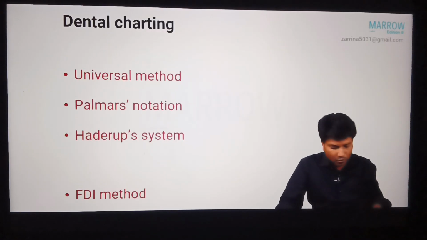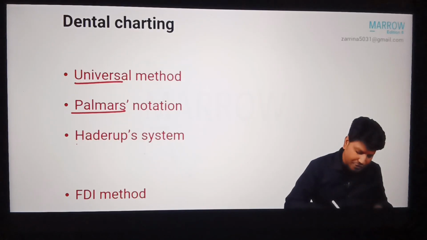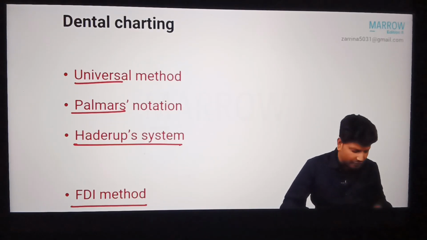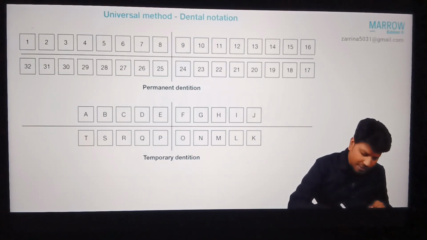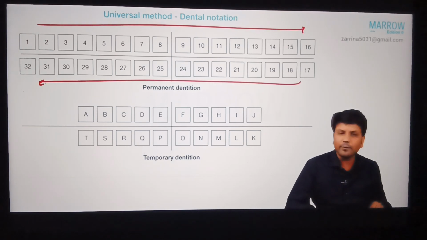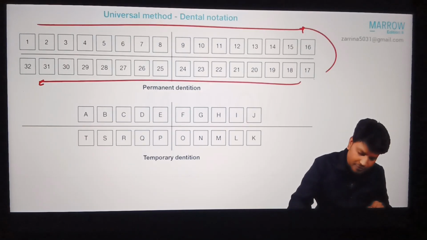Stack's method. Now going for dental charting, you have a lot of methods of dental charting: universal method, Palmer's notation, Hader-Rupp system, and FDA method. So I'll just tell you brief details about that. Number 1, that is universal method. The oldest one, where you just have to keep numbering 1 to 16 and 17 to 32 for permanent teeth. Likewise, you need to use alphabet for temporary teeth. 1 to 32. You have to keep on going like that.